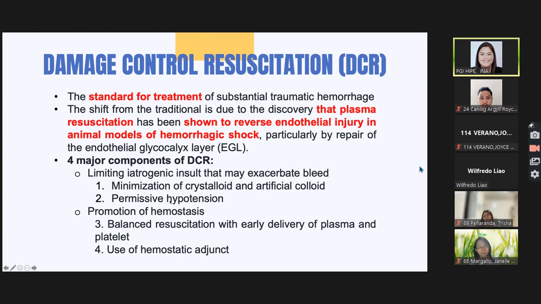Under which we have minimization of crystalloid and artificial colloid. And second is permissive hypotension. And then under promotion of hemostasis, we have balanced resuscitation with early delivery of plasma and platelets. And lastly, the use of hemostatic adjuncts. For damage control resuscitation, there are three main goals that you need to have. Number one, you have to prevent hypotension. Number two, you have to prevent hypothermia. Number three, you have to prevent acidosis.